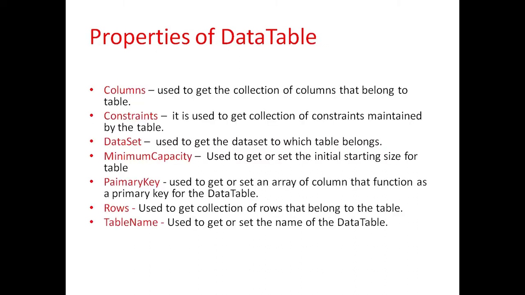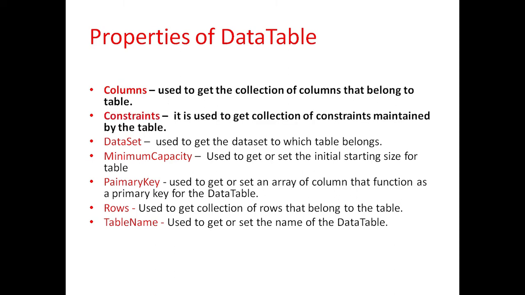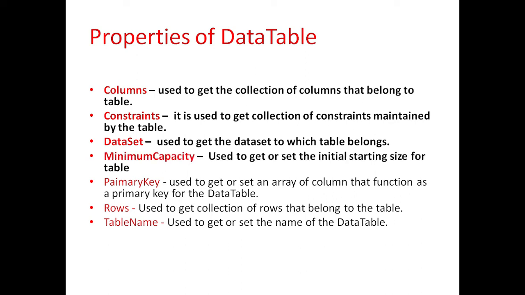Different properties for DataTable are: first is Columns, which is used to get the collection of columns that belongs to the table. Constraints is used to get the collection of constraints maintained by the table. DataSet is used to get the DataSet to which the table belongs. MinimumCapacity property is used to get or set the initial starting size for the table.